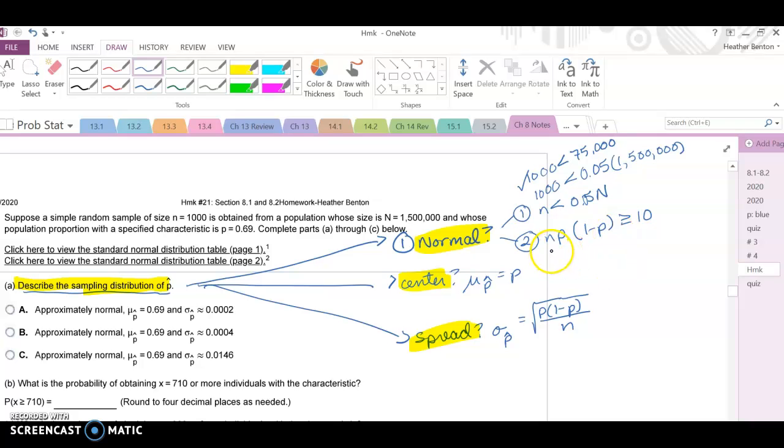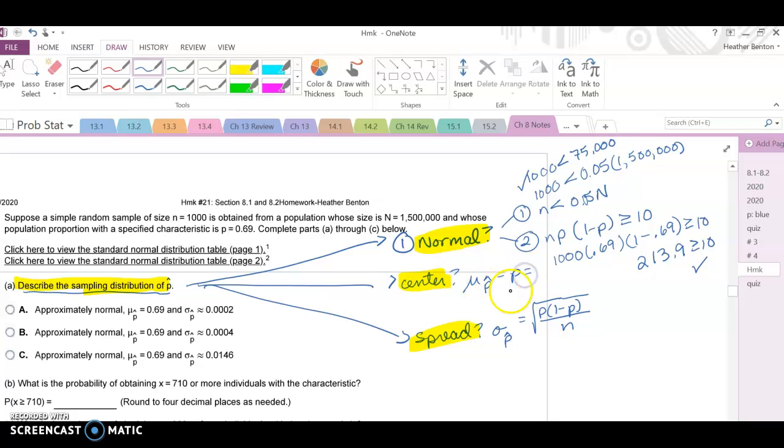The second rule that you have to meet is that n times p times 1 minus p has to be greater than or equal to 10. So little n is 1,000 times p, which in this case is 0.69, times 1 minus 0.69, must be greater than or equal to 10. Let's put that in the calculator. That comes out to 213.9, which is also greater than or equal to 10. So we're good there. It is approximately normal.